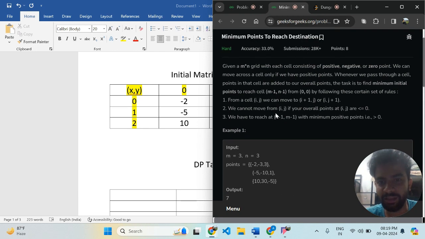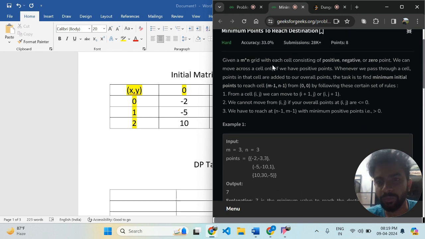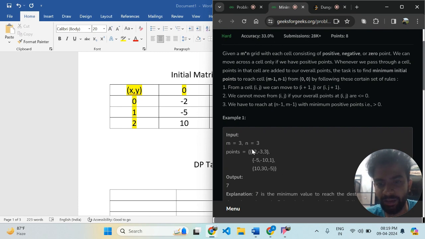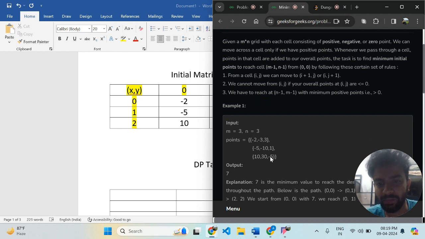The question says: given an m cross n grid, or you can say an m cross n two-dimensional matrix, with each cell consisting of a positive, negative, or 0 point. You can see for the sample values, it is a 3 cross 3 matrix, and it has all different types of values. The first row is -2, -3, and 3, which is negative, negative, and positive. The second row is negative, negative, and positive, and the third row is positive, positive, and negative.